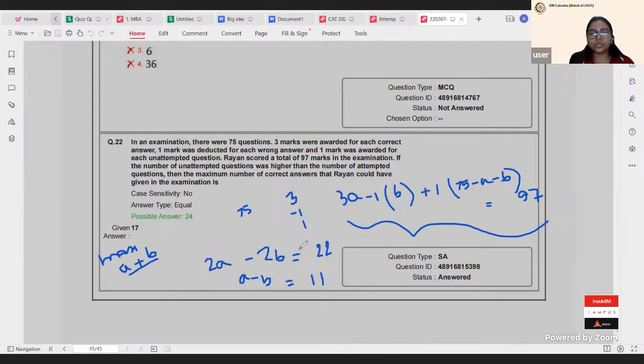So solving for this, we'll get a minus b equals 11, and putting dummy values in order to maximize a plus b, we'll get the values such that it also satisfies the condition that the total number of questions should be less than or equal to 75. So in this way, we can do it. Okay, so I'm done with the solution.